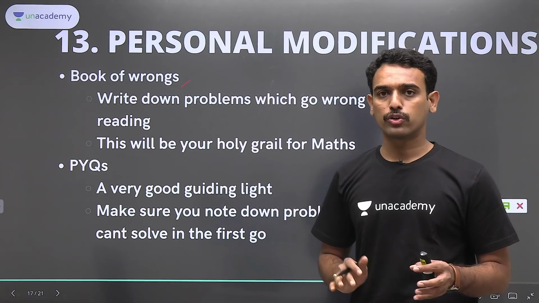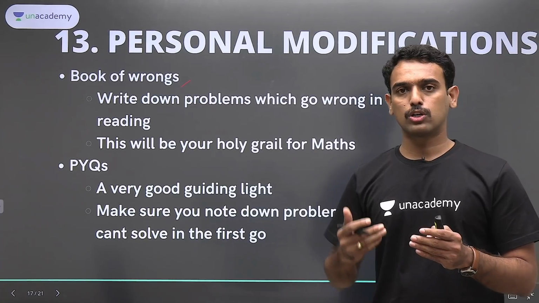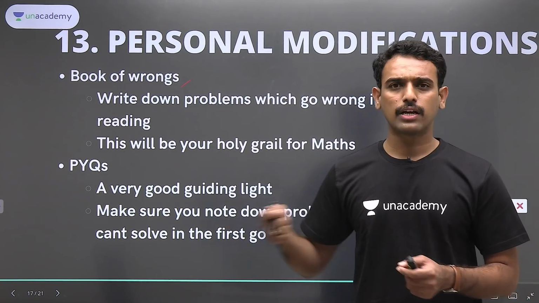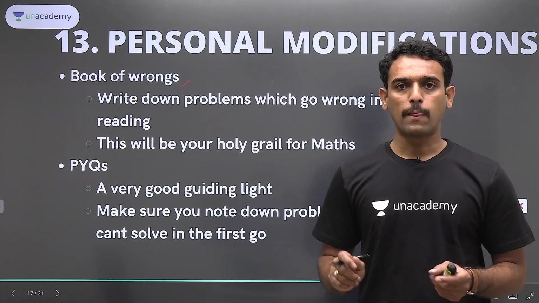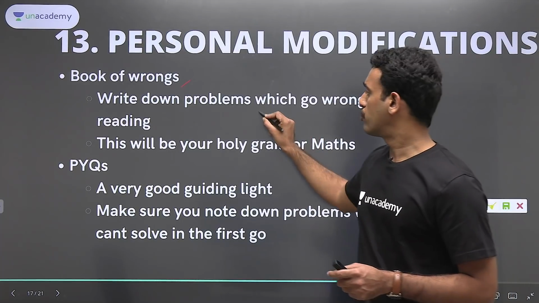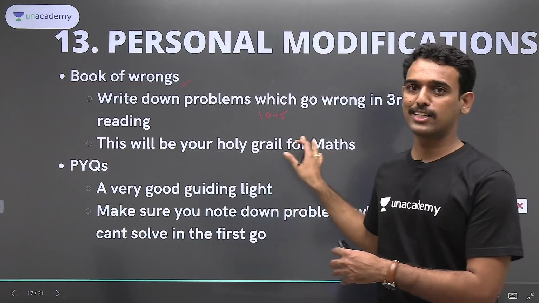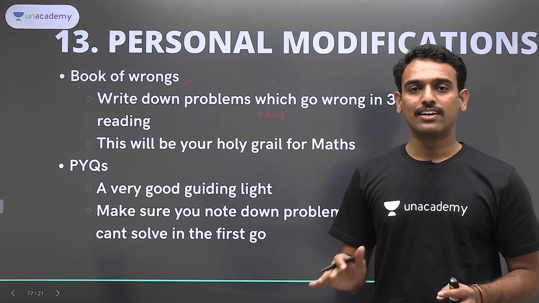So what is a book of wrongs? I guess I have mentioned it previously, but if you are going through your second revision and you are not able to solve a particular problem, take an A4 sheet, write that particular problem down and put it in a folder. Like this, you will have around 10 to 15 pages for every chapter in mathematics. So you will have around 130 to 150 pages for the entire syllabus.